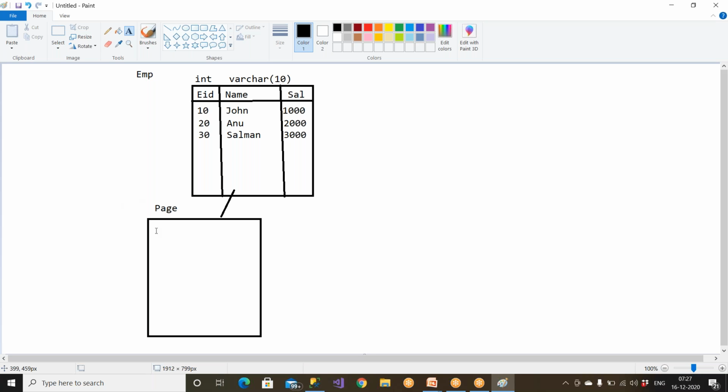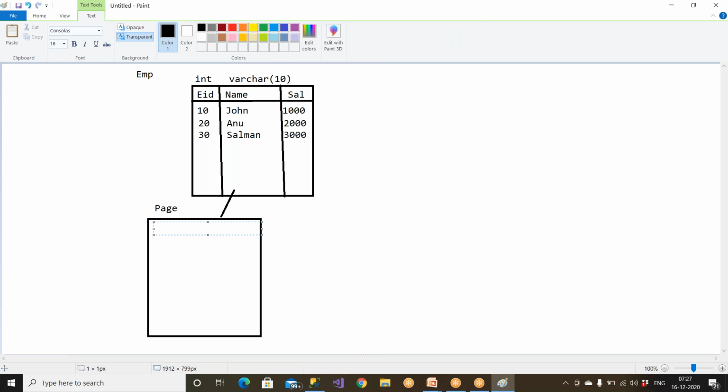Clear, guys? And the data comes here. Now, what is the page size? It is 8 kilobytes. Now, how is it going to happen? Now, it will store like this.